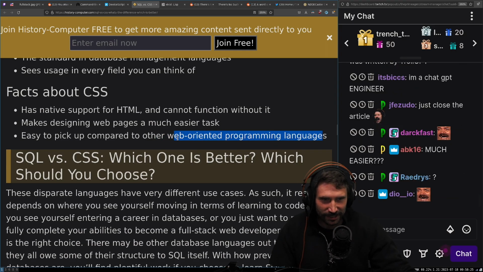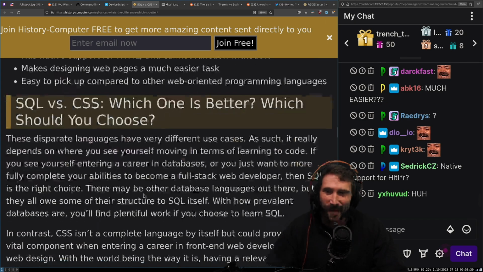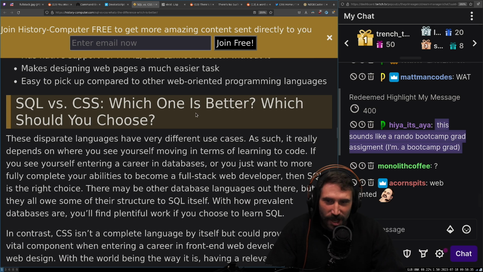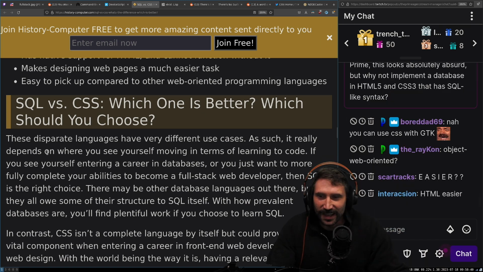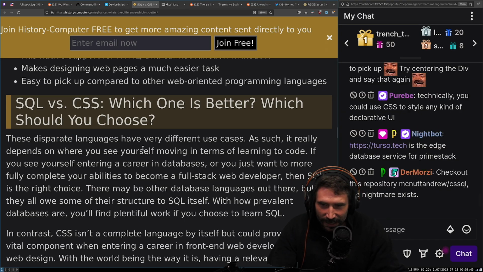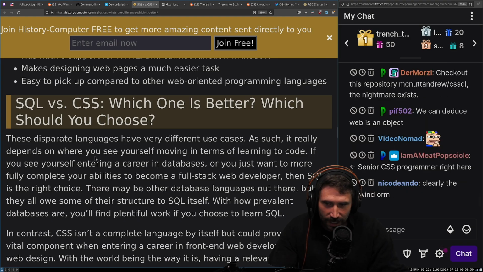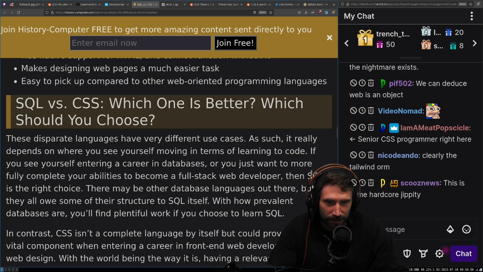Just close the article. No, we gotta know right now which one is better. SQL versus CSS, which one is better? Which should you choose? Oh gosh, there's that word again that I know I'm saying wrong. Disparate languages have very different use cases. As such, it really depends on where you see yourself moving in terms of learning to code.